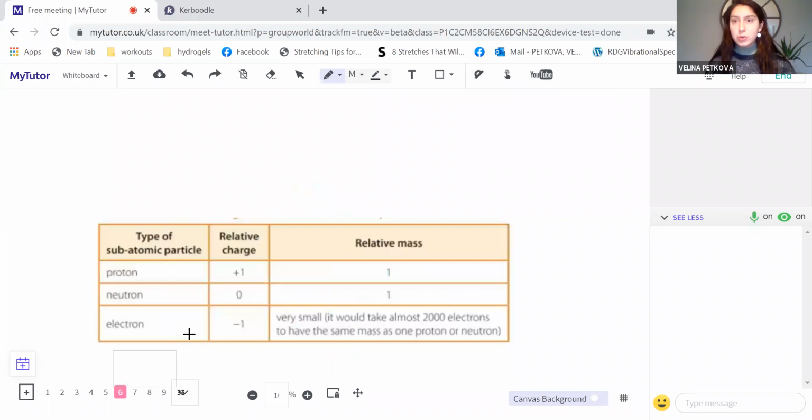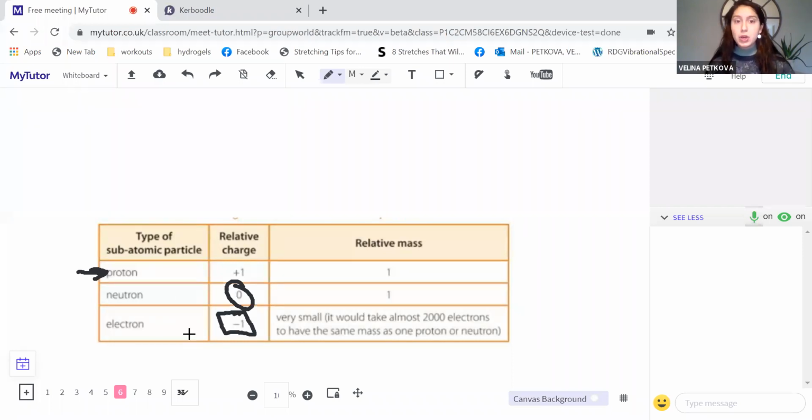Okay, so it's quite good to know the relative charges and relative masses of the particles making up the atom. So the relative charge of a proton is 1. The relative charge of a neutron, as suggested, is neutral, right? Neutron sounds neutral, so the relative charge is 0. And the electron has a relative charge of -1.